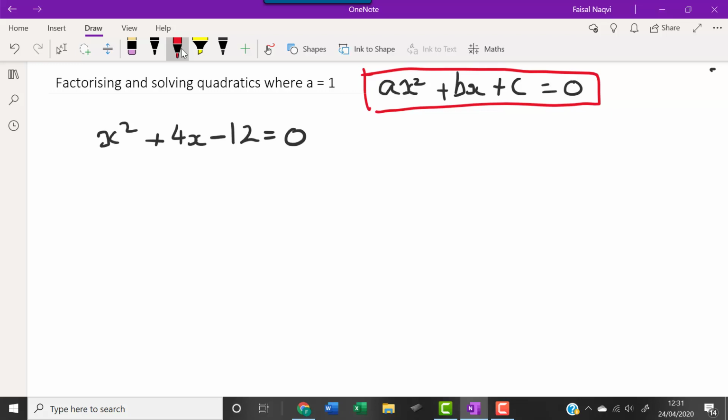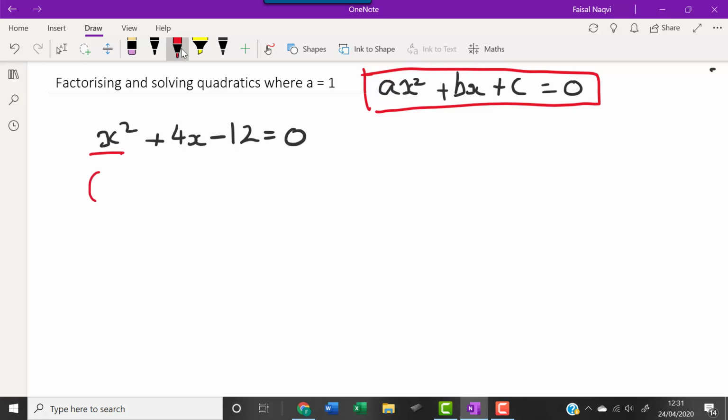Here we're looking at where a equals 1. When a equals 1, we don't normally write 1x squared, we just write x squared as in the question here. So if we take a look at the question, we've identified the quadratic, we've identified that a equals 1. Now we've got to solve it.